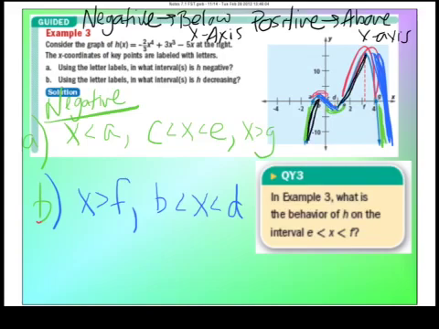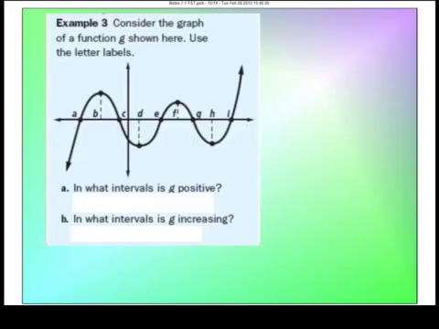Okay, let's continue on again with the vocab. Remember, we have what goes together. We have positive and negative, increasing and decreasing. You're going to want to find where all these things are on a graph. Here's another picture. They want to know where is the function positive. Remember, positive means it's above the x-axis. So it's positive from here to here. It's positive from here to here. And it's positive from there.